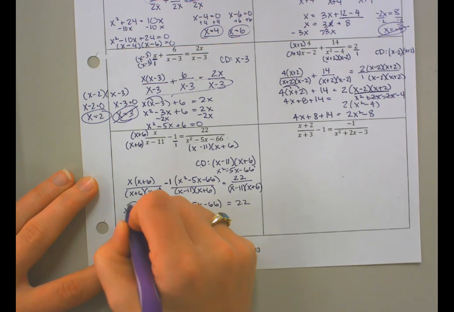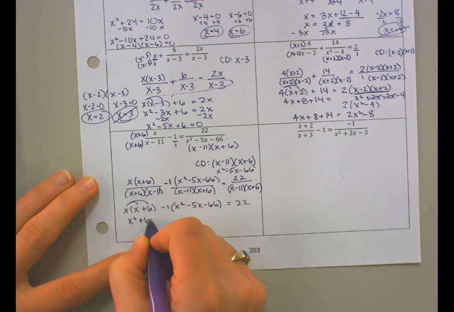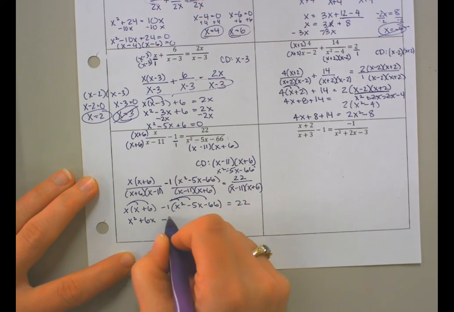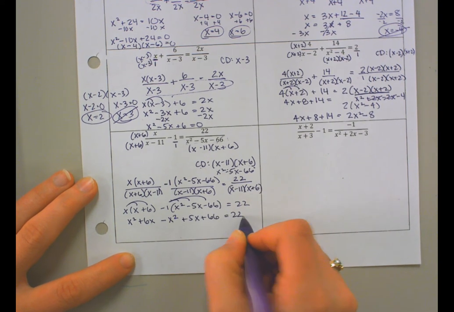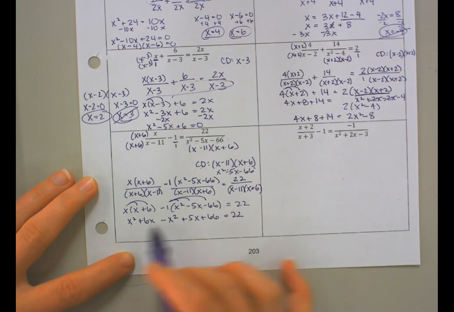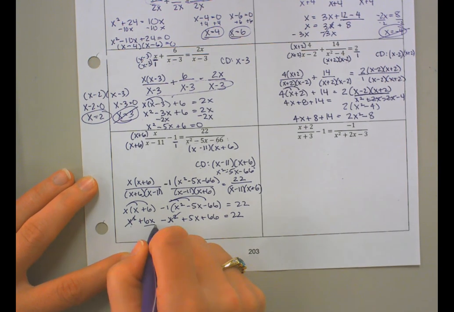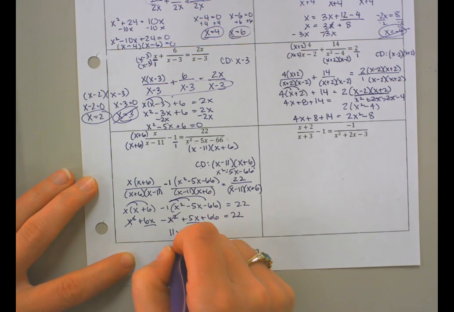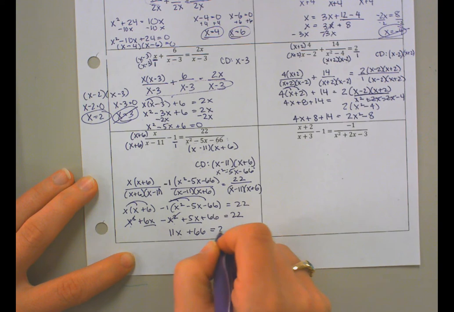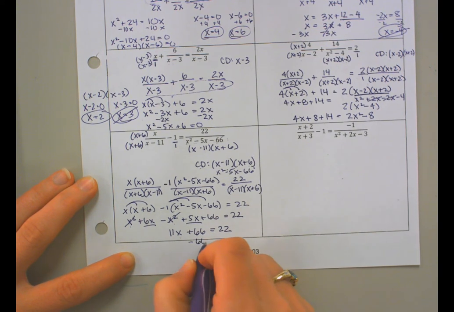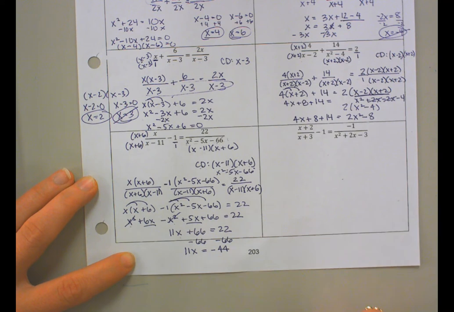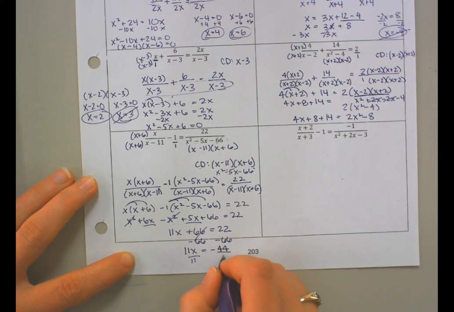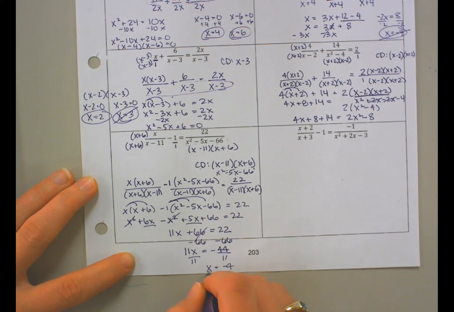So then when I distribute, I have x squared plus 6x minus x squared plus 5x plus 66 equals 22. So my x squared and my negative x squared would cancel. Combining my like terms, 6x and 5x would make 11x plus 66 equals 22. So I subtract 66 from both sides, and 11x equals negative 44. So I get x equals negative 4.